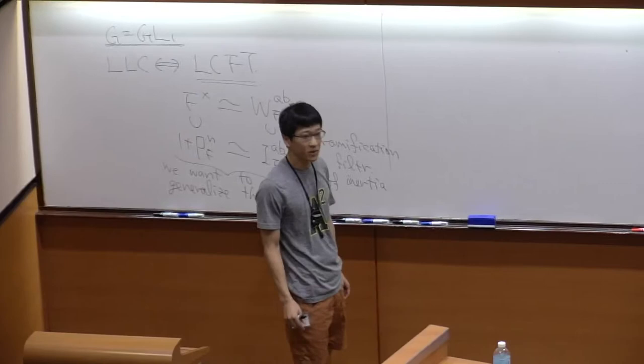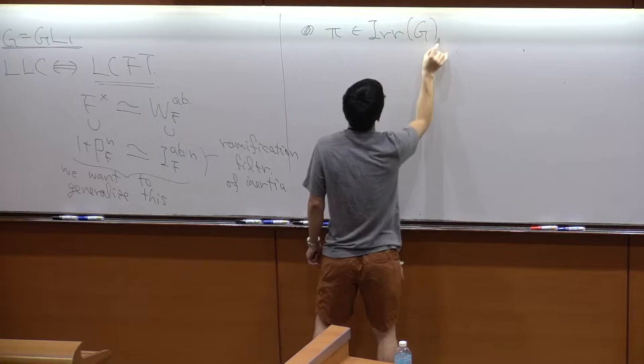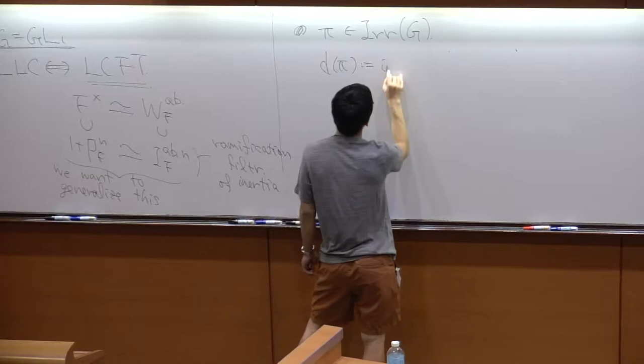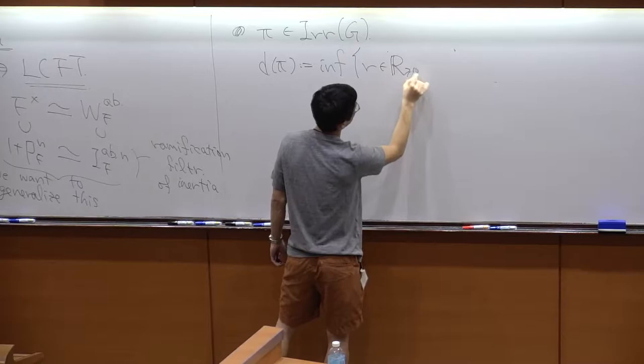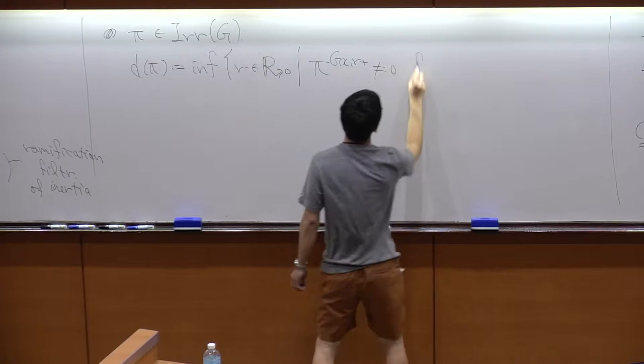So let's first consider the depth of representations. Let π be an irreducible smooth representation of G. Then we can define its depth as follows. Let's write d(π). The depth of π is defined to be the infimum of non-negative real numbers r satisfying the following condition. The space of G_{x,r+}-fixed vectors is not zero for some point x of B(G).